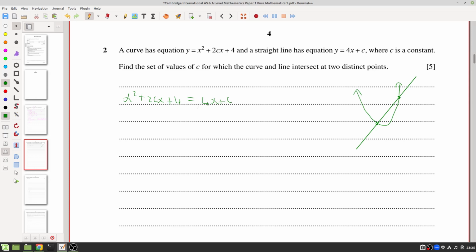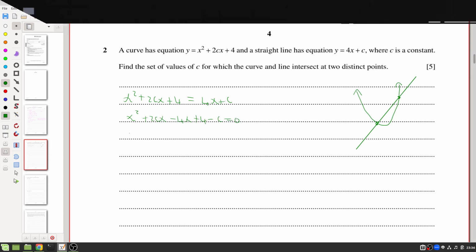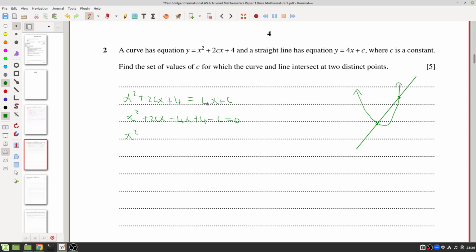Well, we're not going to solve it really, but what we can do is take everything across to the left-hand side, because that's usually how we solve a quadratic equation. So x squared plus 2cx, then I'm going to take the minus 4x, and then plus 4 minus c equals 0. Let's group together all our variables. So x squared, that's the only x squared. Then we can factor out an x, and we're left with 2c minus 4 times x. And then our constant is just 4 minus c.